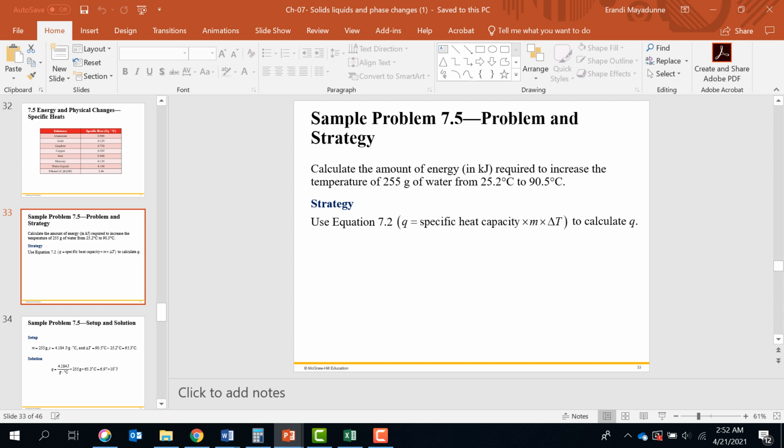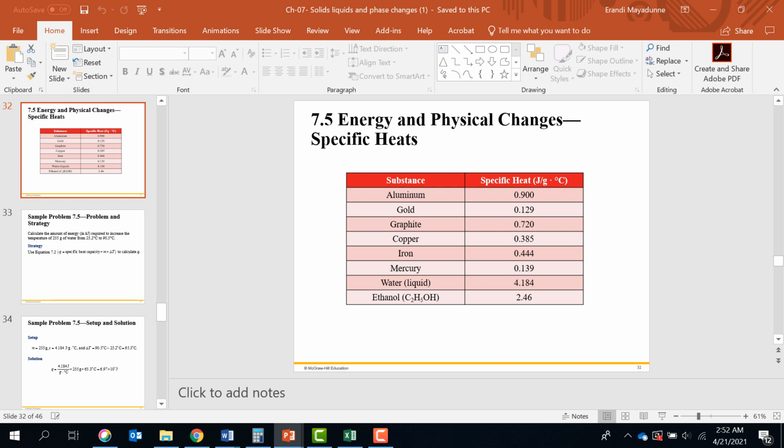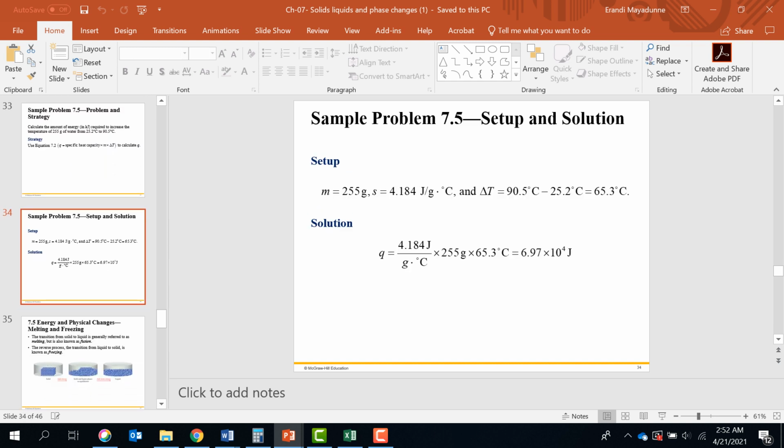Calculate the amount of heat in kilojoules required to increase the temperature of 225 grams of water from 25.2 to 90. So Q equals specific heat capacity times m times delta T. The specific heat capacity of water is 4.184, the mass is given, and delta T is 90.5 minus 25.3. You multiply everything together and you get Q. So this is how you find Q. There's an equation to find the heat.